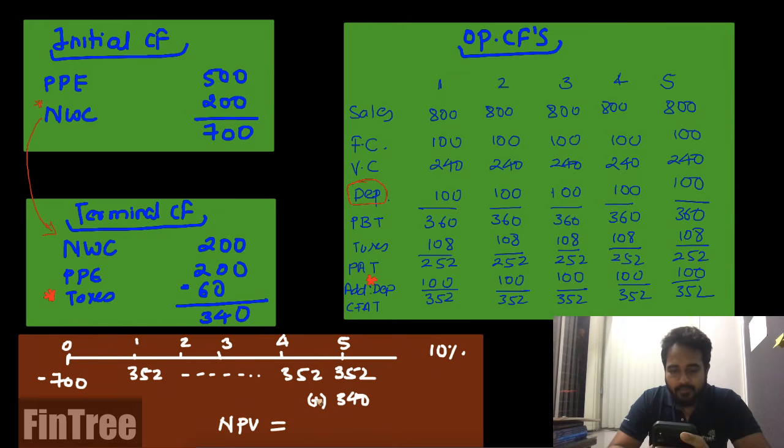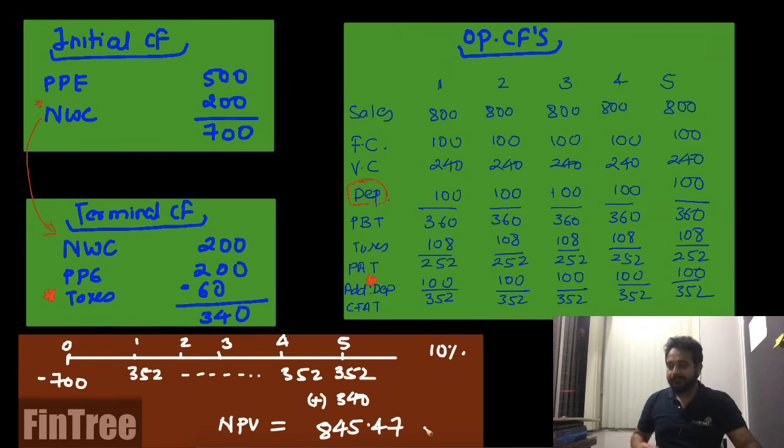And 352 gets repeated 4 times, so I'll keep the frequency as 4. And here I will keep 352 plus 340, enter. Then I will hit the NPV button, enter I as 10, and compute NPV, and I'm getting the answer as 845.47. So there you go, that's how you do it. And if you're able to do it even 50-60%, congratulations to you, because the next example you'd probably be able to handle the whole 100% of the calculations.